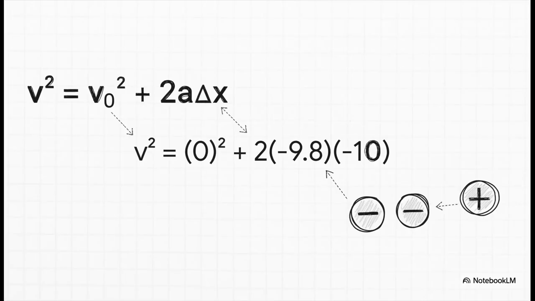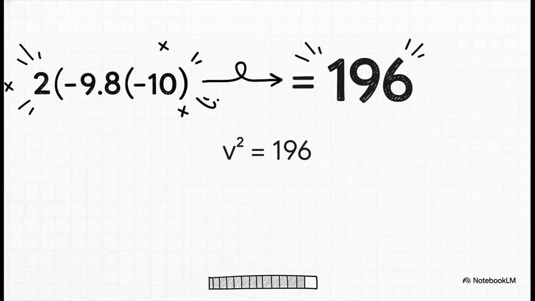Step 3, time to plug and chug. Our equation becomes v squared equals 0 squared, which is just 0, plus 2 times negative 9.8 times negative 10. See how having that 0 for the initial velocity makes things really clean? And notice what happens when you multiply two negatives. You get a positive. So 2 times negative 9.8 times negative 10 gives us a nice positive 196. So now we know that v squared is 196. We are so close, just one little step away from the answer.